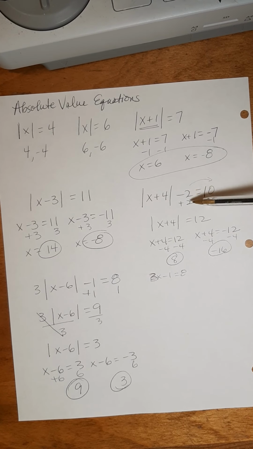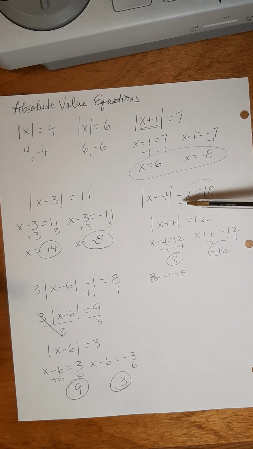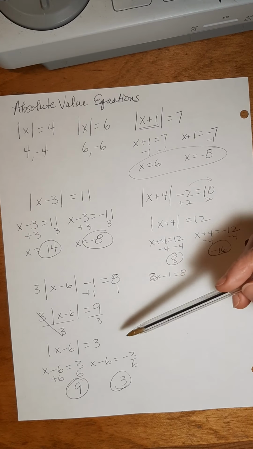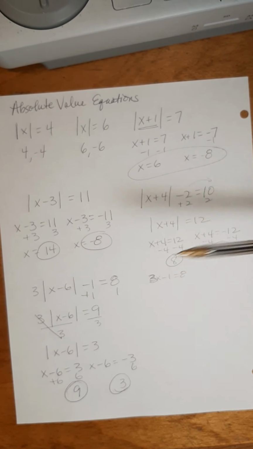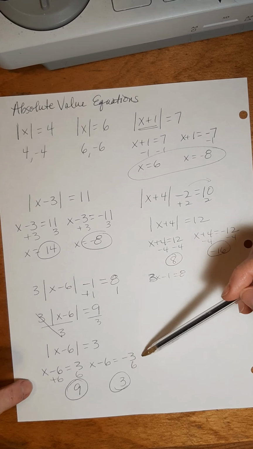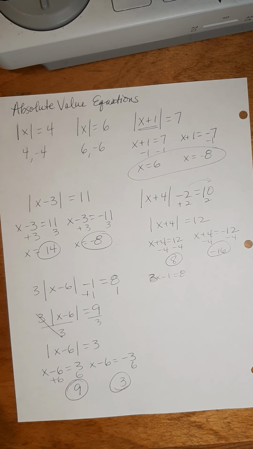So you can do both things to it. If you've got a constant here on the end, you can add or subtract it, whatever you need to get it over. If you have a coefficient out front, you can divide by it before you write your two equations.